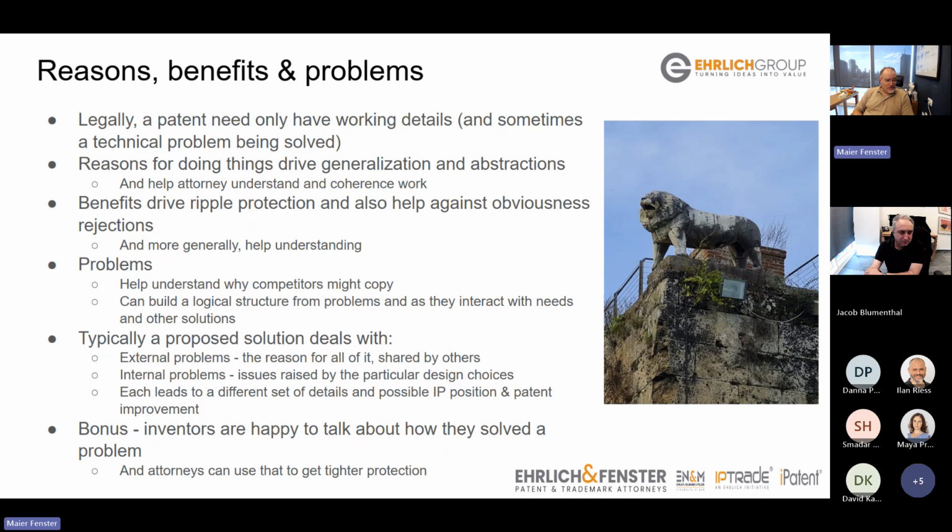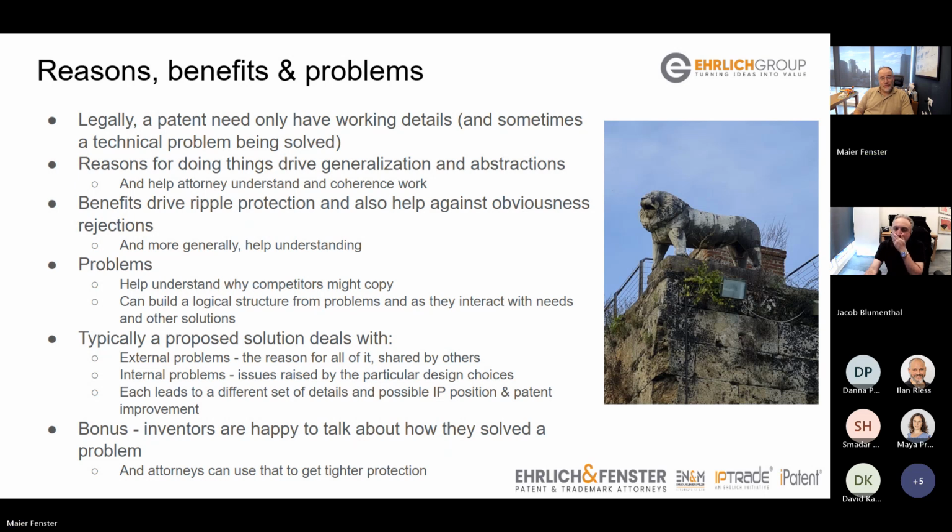The concept of benefits. What benefit do we get by doing something? I hope you know about ripples, which basically say you have the invention, but like a rock that's thrown into a pond, it has effect further away. If you understand the benefits, you understand better what ripples might exist and why they're interesting, and it enables you to protect these ripples. At the same time, when you think about obviousness rejections or novelty rejections, if you're able to talk about benefits, then you have a better position with the examiner.